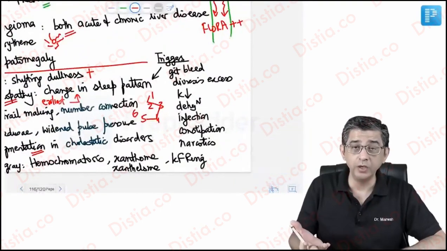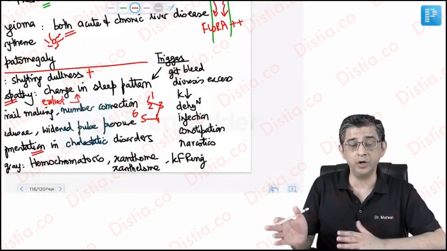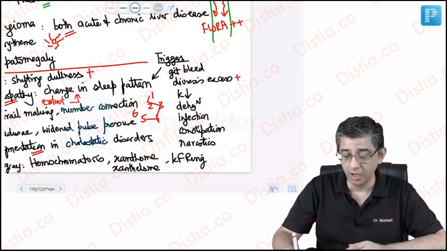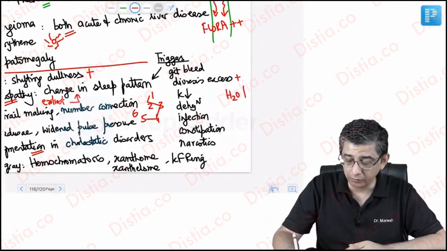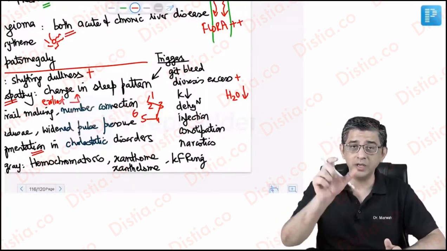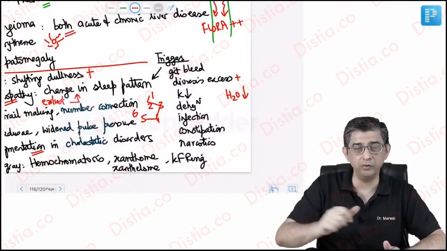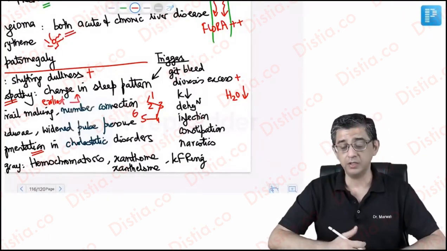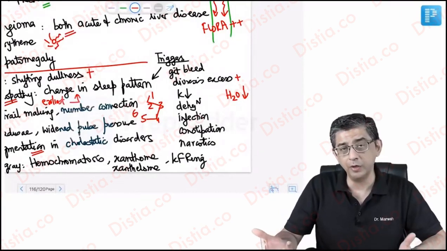If you give too many diuretics, then loss of water from the body will raise ammonia concentration. Repeat the fact once again. If you give too many diuretics, you are depleting water in the body. If you deplete water in the body, as a result, the concentration of ammonia, concentration meaning ammonia divided by water in the body, will rise because water is less. So there can be dehydration, and infection. Bacteria in the gut produce ammonia.